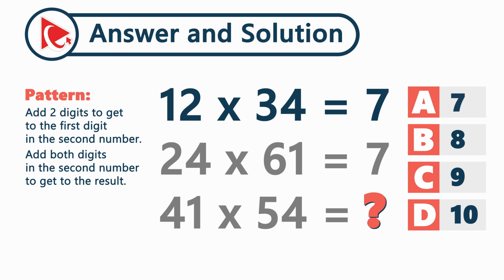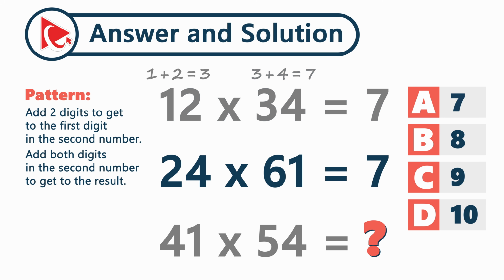Let's look at the first expression. 12 by 34 equals 7. 1 plus 2 equals 3, and 3 plus 4 equals 7. I think we're on the right track here. Let's confirm it with the second expression. 2 plus 4 equals 6, and 6 plus 1 equals 7.